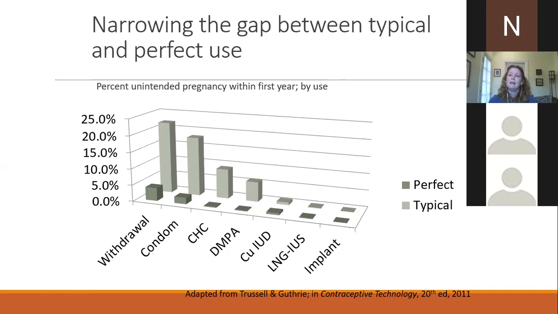Same with the shot. But the long-acting methods, the IUDs and the implant, because they don't need any assistance in working, perfect and typical use are the same. So they're all over 99% effective. So they are the most effective methods that we have. They do the best job.